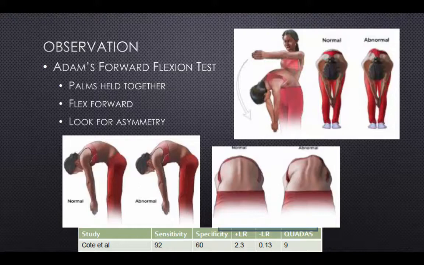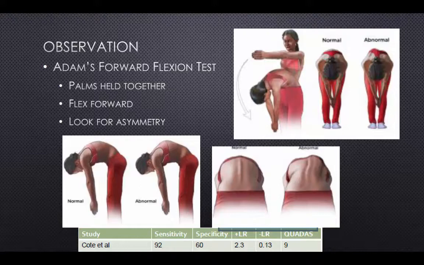The Adams Forward Bend Test. The purpose of this test is to identify individuals with scoliosis. We start with our patient standing. We have our patients bring their hands together and then bend forward at the waist as far as possible.